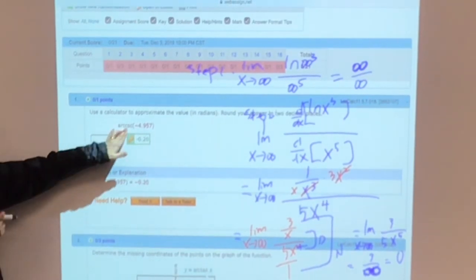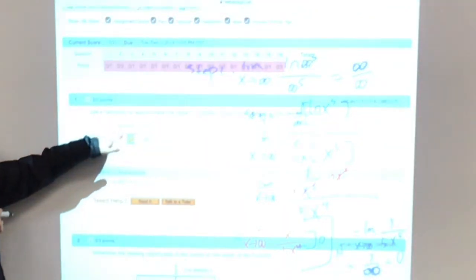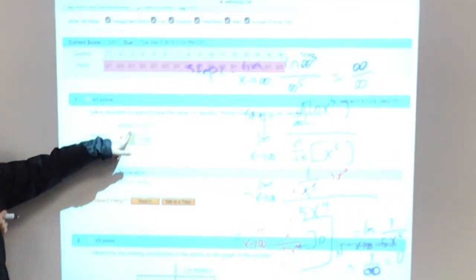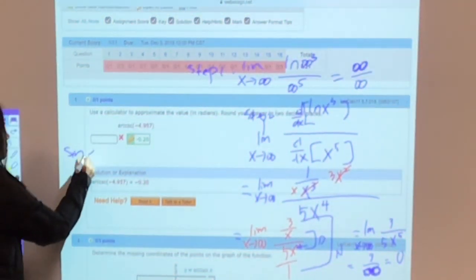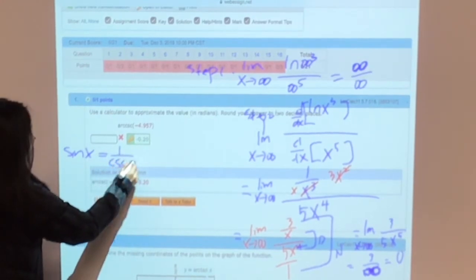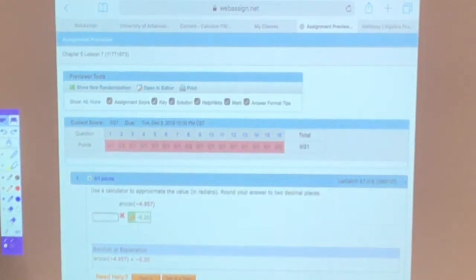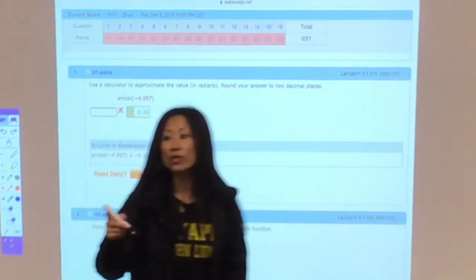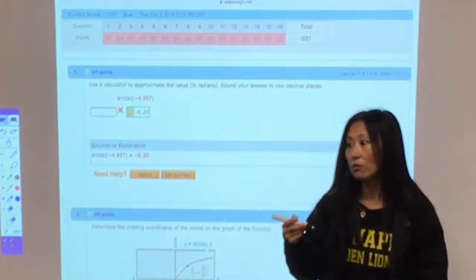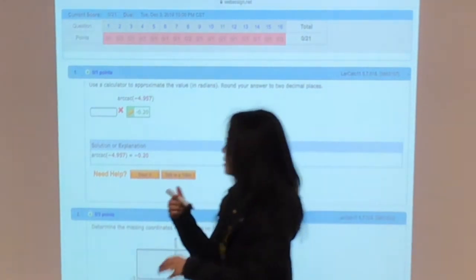Alright, this is the arc cosecant. So you need to figure out what cosecant means. You need to think about the relationship between cosecant and sine and cosine. Isn't it sine x is the same as 1 over cosecant x? Yep. So first thing you gotta remember is that relationship, because your calculator does not have a cosecant or a secant. Your calculator only has sine, cosine, tangent, and the inverses.